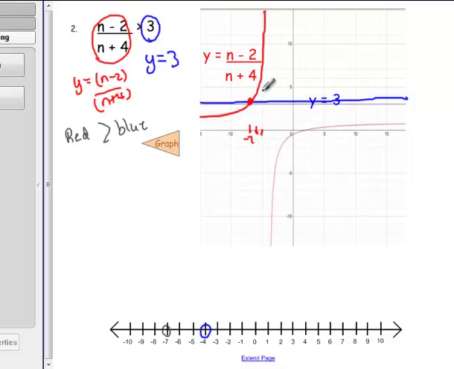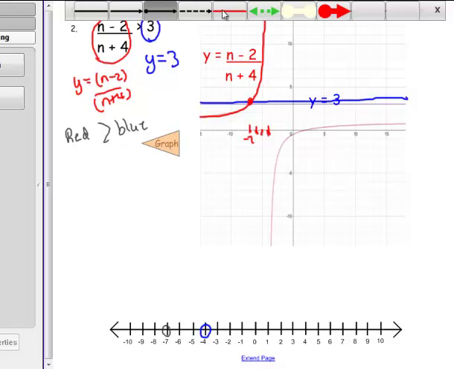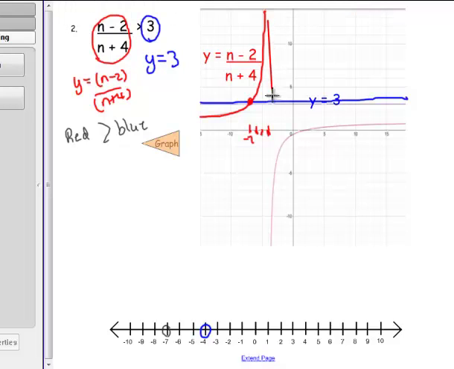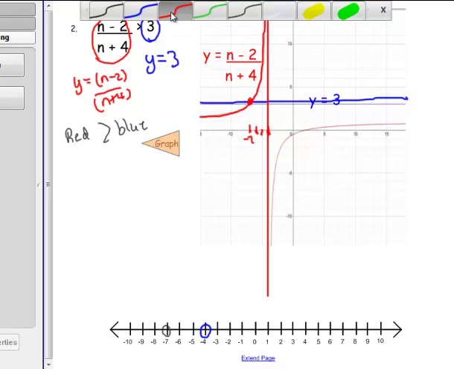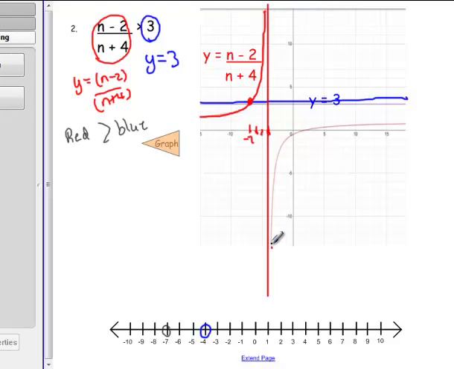But at -4, I have an asymptote. Whee! There's my asymptote. And if you see, I drag that asymptote out so you can really see it. This red graph never touches this asymptote. I know it looks like it's touching right there, but it's the best I can do when I trace. So the only place that this red graph is above the blue line is in between -7 and -4.